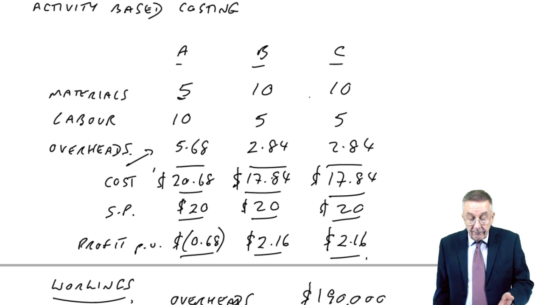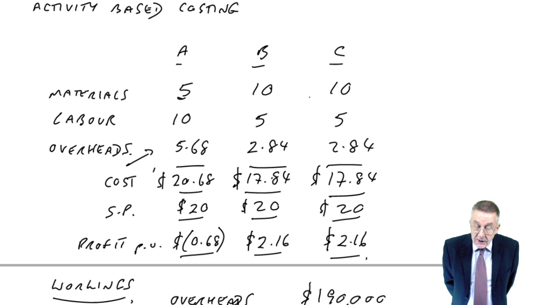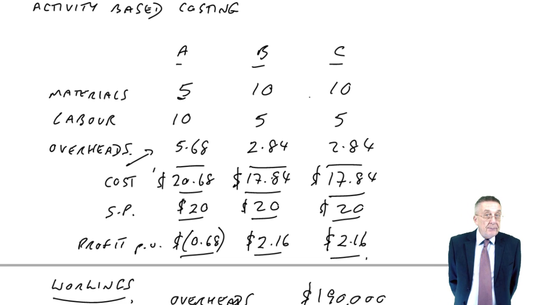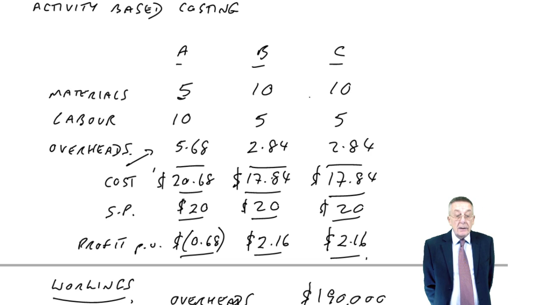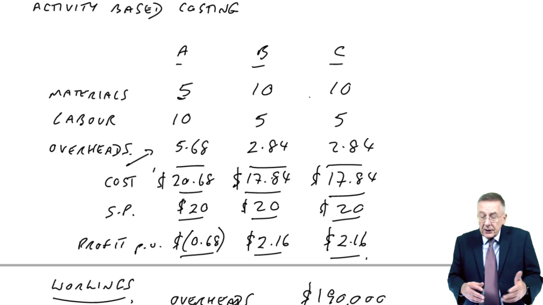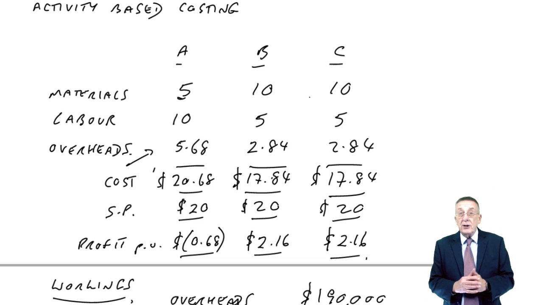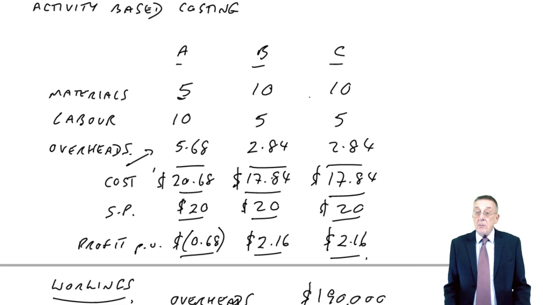But here, we know the profitability of each unit. And of course, it does seem that A is a problem. B and C, fine, are making profits. A appears to be loss-making. And so maybe we need to examine A. Maybe we should try and put the price up or cut costs or even perhaps consider not making A at all. But again, A does appear to be the problem.